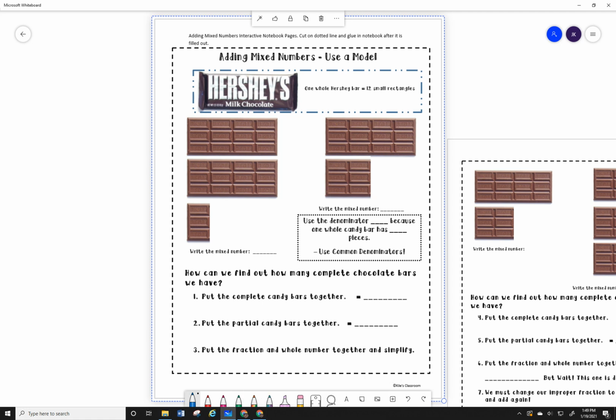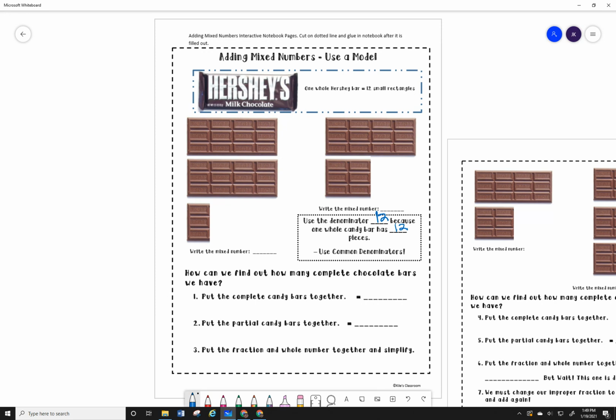Today we're going to look at adding mixed numbers using a model, and we're going to use Hershey chocolate bars as our model. So when you buy a Hershey bar at the store and you open it up, you will notice that one bar is made up of 12 smaller pieces of chocolate. So we're going to use the denominator 12 today because a Hershey bar has 12 pieces, and we want to stick with common denominators while we're learning to add mixed numbers.